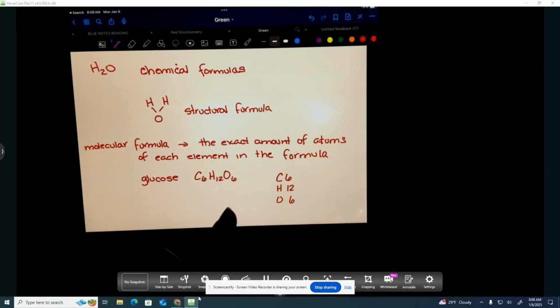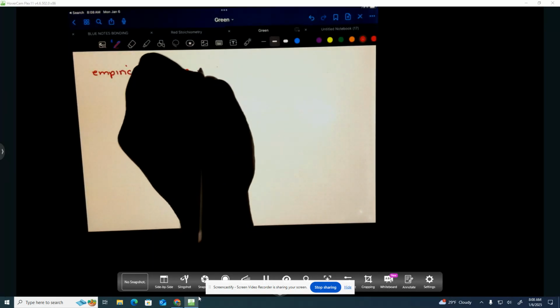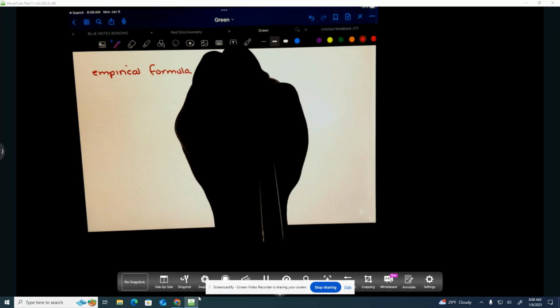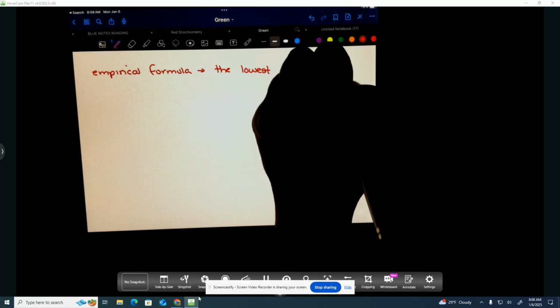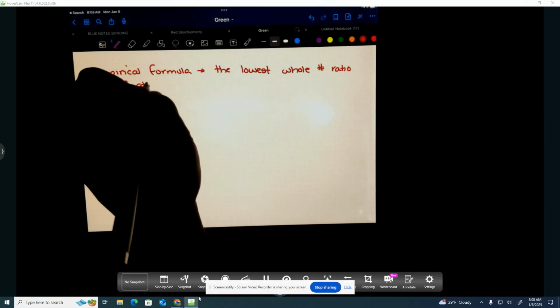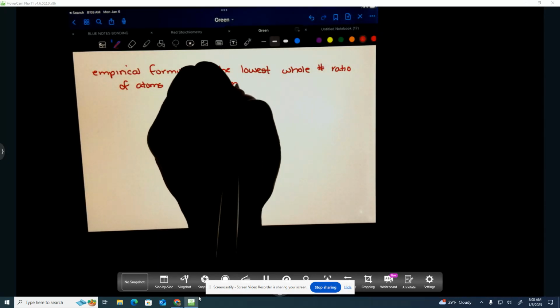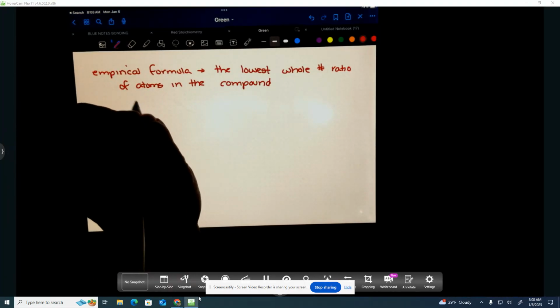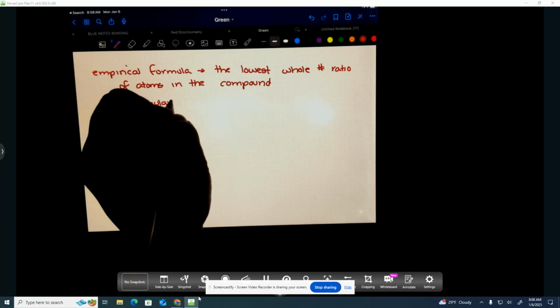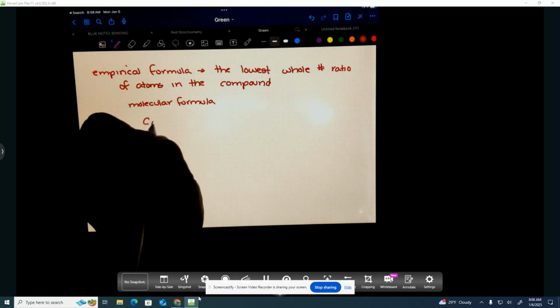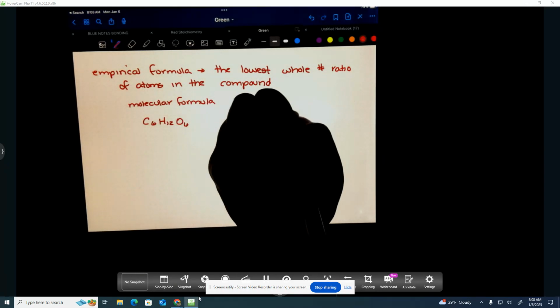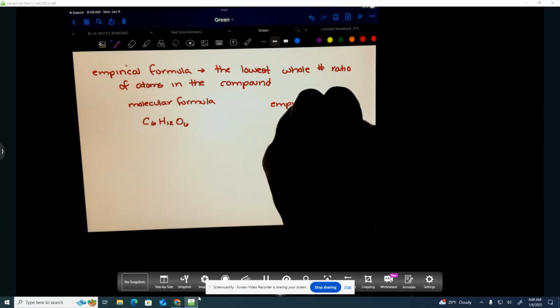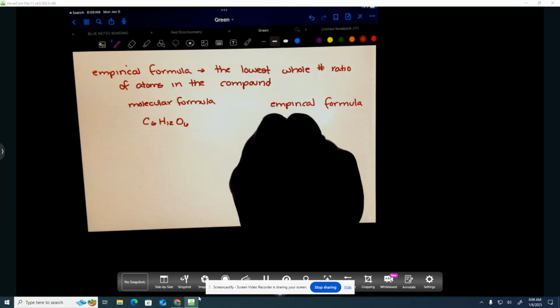The third type of formula, and there are more than even these that I'm giving you right now, is called an empirical formula. An empirical formula shows the lowest whole number ratio of atoms in the compound. Okay, so again, let's take glucose. Glucose's molecular formula, you guys okay out there? So far, so good? Was C6H12O6. Its empirical formula is going to be CH2O.